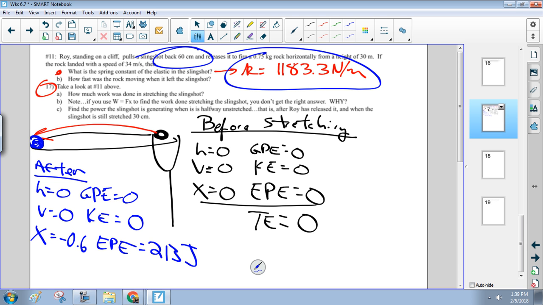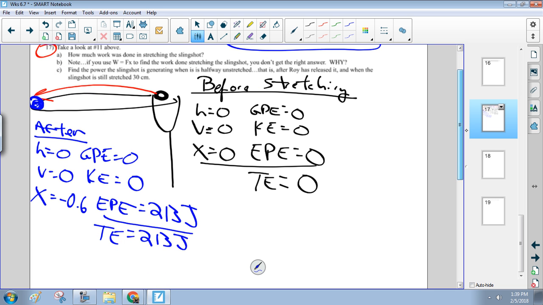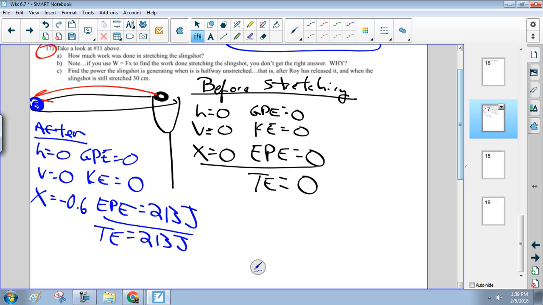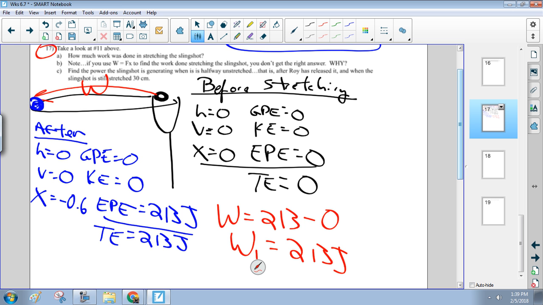Questions with that, you guys? So that means my total energy is 213. Any questions with what I just did there? Good? Part A says how much work was done. Well, work is done as he stretches it. It's the change in total energy. So it's TE final minus TE initial. You get 213 joules, and there's your answer. That's the work that Roy did.